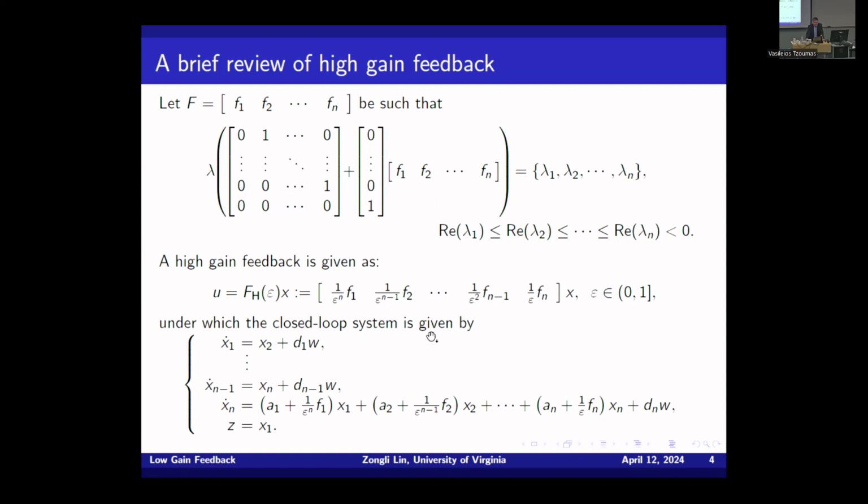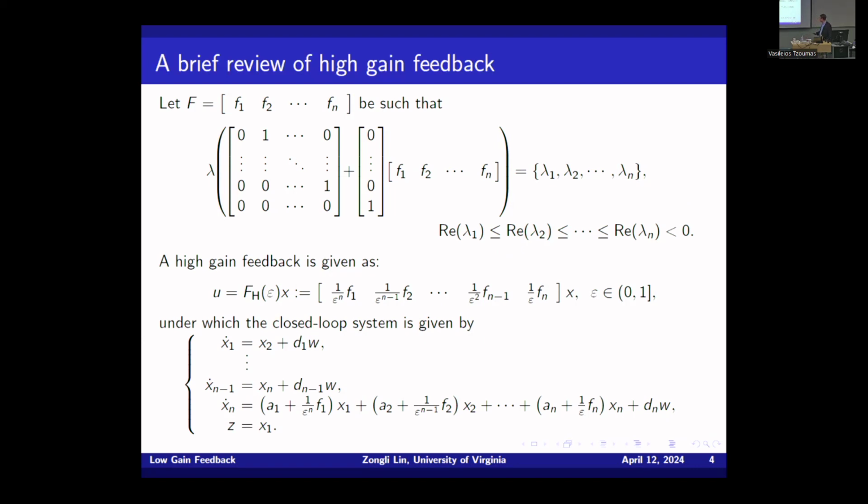And the high-gain feedback is basically, we scale the feedback gains, F1, F2, up to Fn, in this particular form. The first number is scaled by 1 over epsilon to the power n, and the next one is 1 over epsilon to the power n minus 1, and the last one is 1 over epsilon, right? Why I do this, you'll see clearly. Using this high-gain feedback, I substitute it into this and get this closed loop system. Now we want to see, what's very special about this closed loop system?